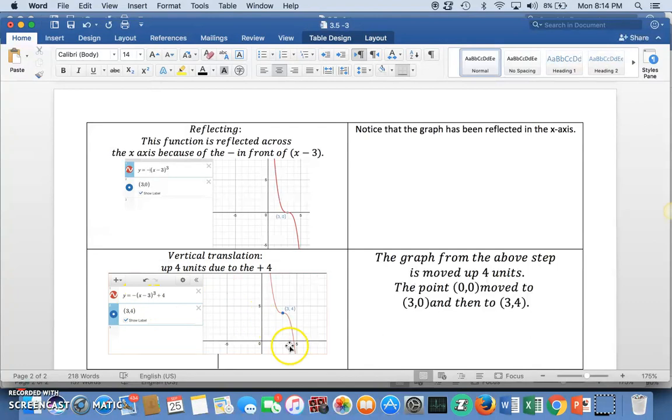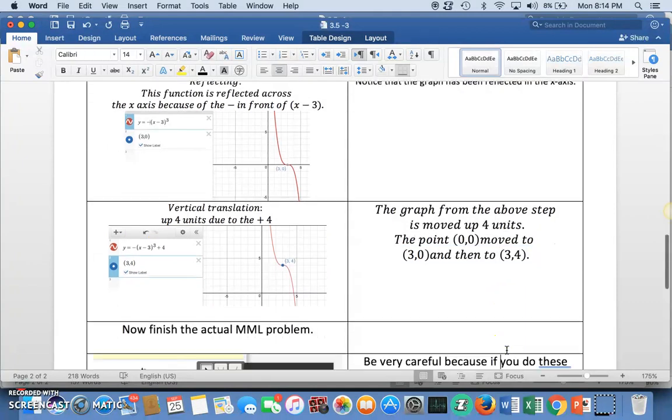So we've done everything but slide it. We'll slide it up 4, and the point that started out at (0, 0) is now (3, 4). We reflected in the x-axis, and we moved up 4.